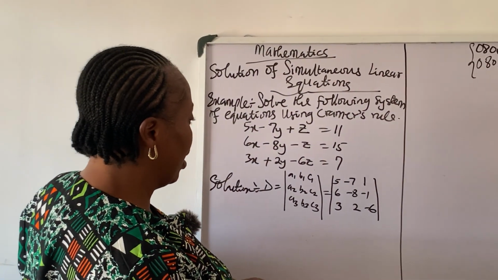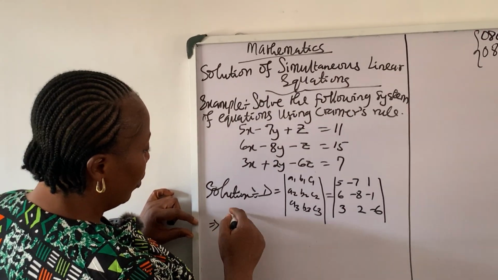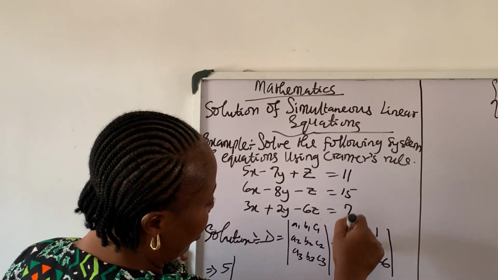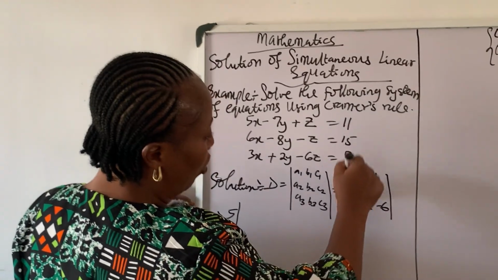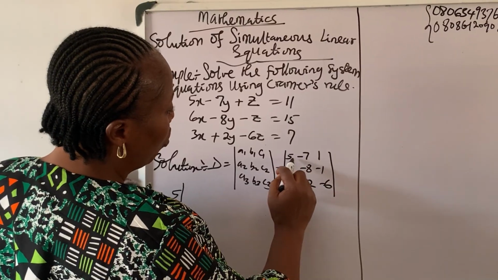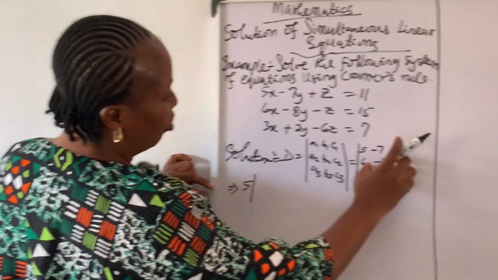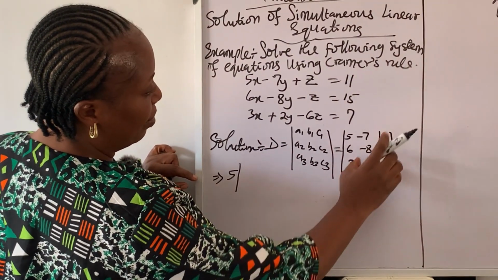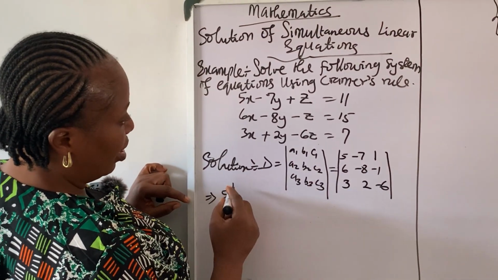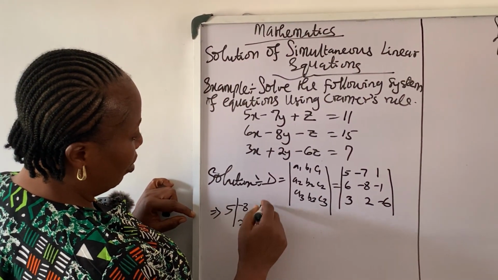We find the determinant. We go 5. Now, if you pick out 5, you don't take any number on the same column with 5, and you don't take any number on the same row with 5. So the entries for 5 here will be -8, -1, 2, and -6.